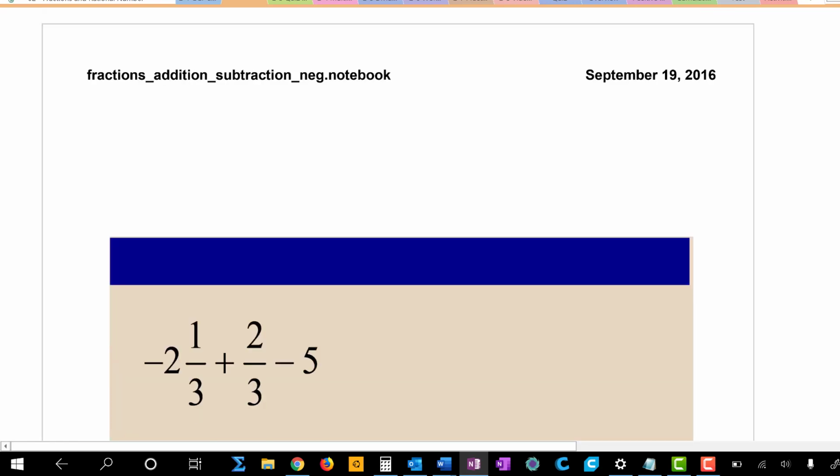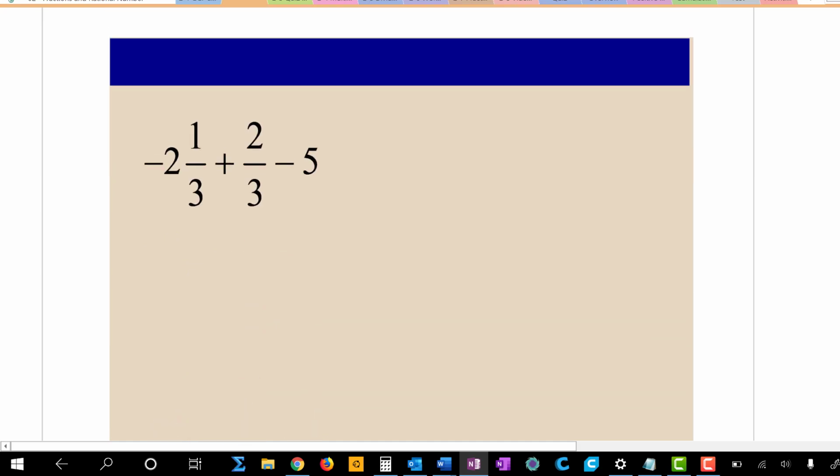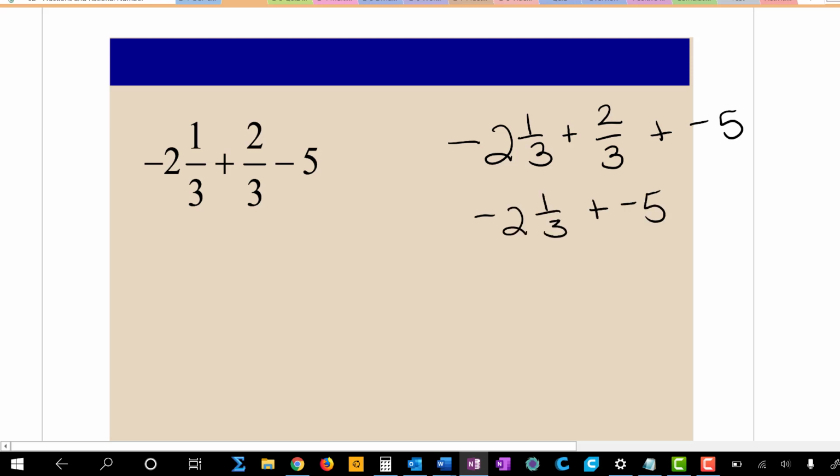Let's keep going. All right, so here we have multiple fractions. What I like to do is add all of the same signs together first to cut down on subtracting. So we're going to go ahead and make this all addition. And then I'm going to add -2 1/3 plus -5, then plus 2/3 in that order. So this should be pretty easy.